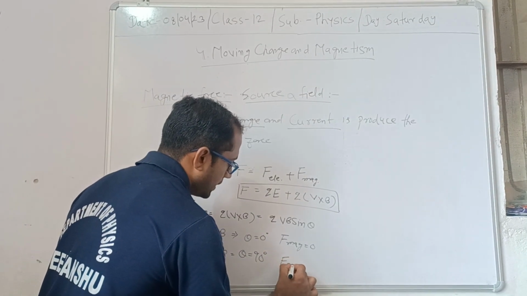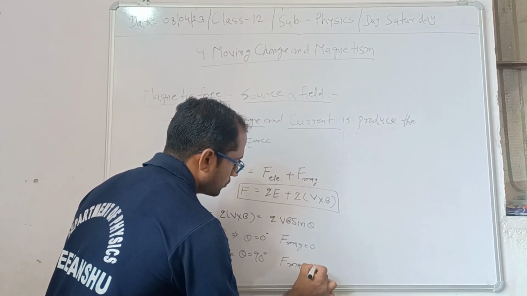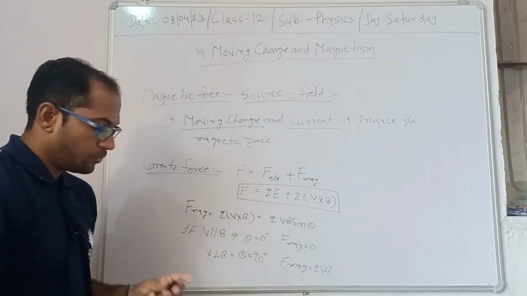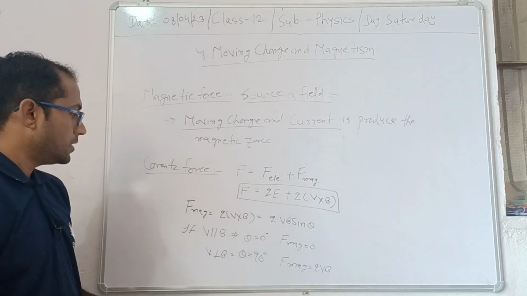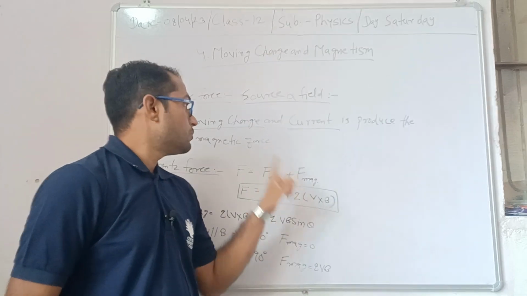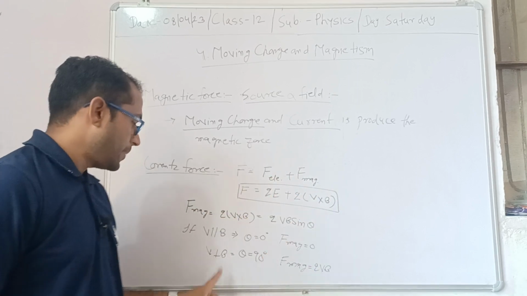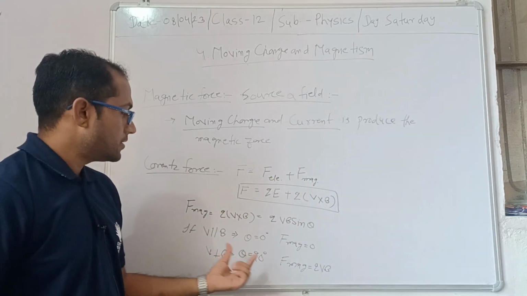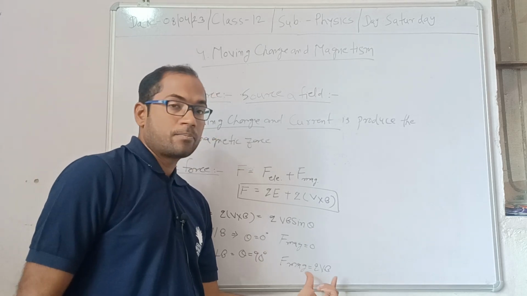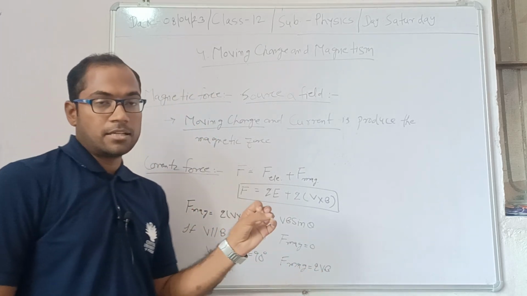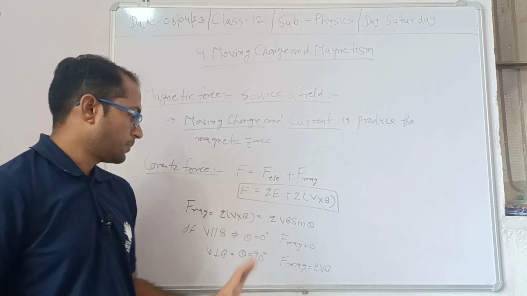So we get F magnetic equals QVB. In this case, the velocity of the moving charge and the direction of the magnetic field are perpendicular, and the charge experiences a force. Otherwise, if they are parallel or anti-parallel, the charge does not experience any magnetic force.